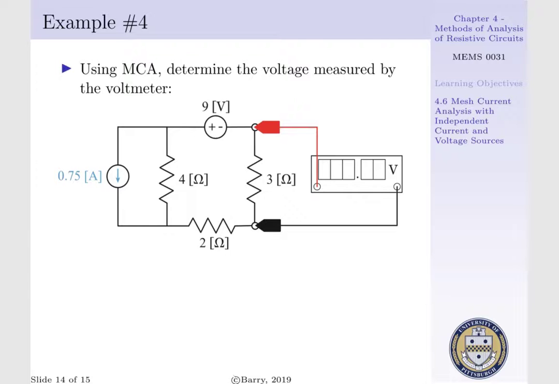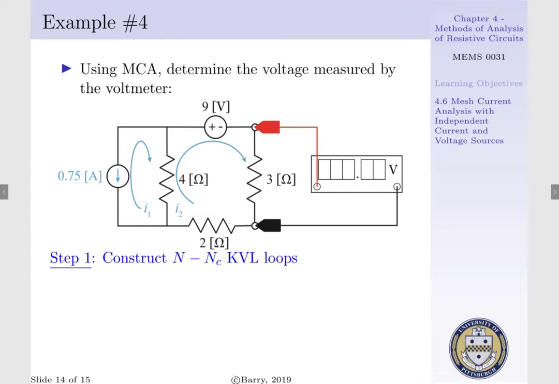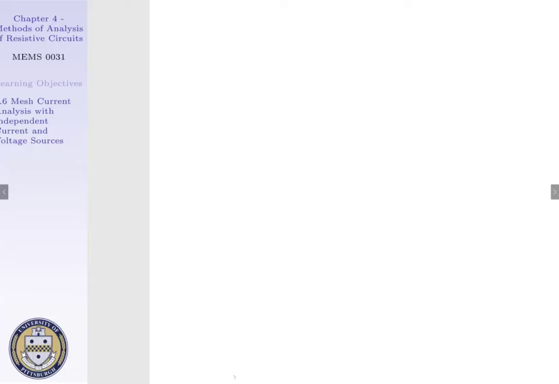Lastly, let us use mesh current analysis to determine the voltage drop across our 3 ohm resistor as measured by our voltmeter. We will do so by constructing n minus n sub c KVL loops. By doing this, we recognize that we have I1 opposing our 3/4 of an amp current source, whereas I2 runs around our 4 ohm, 3 ohm, 2 ohm resistor and 9 volt source. That is, we only need one KVL equation, for I sub 1 is specified.